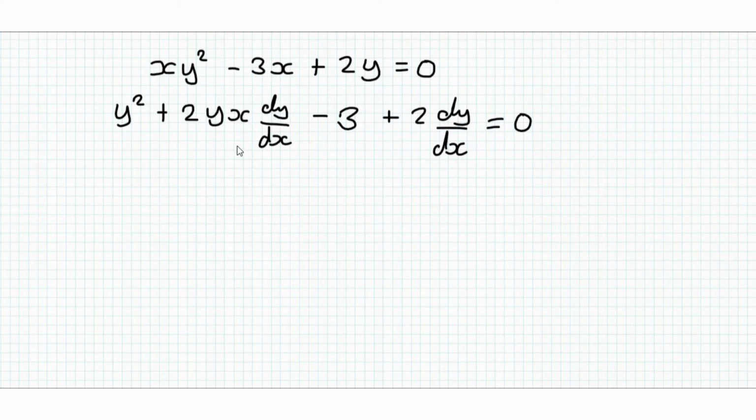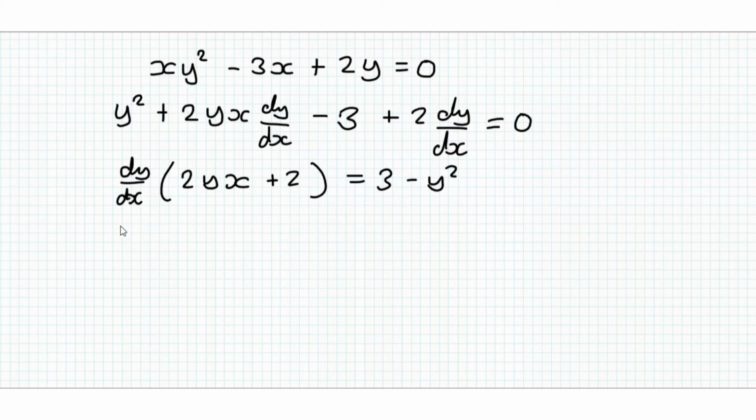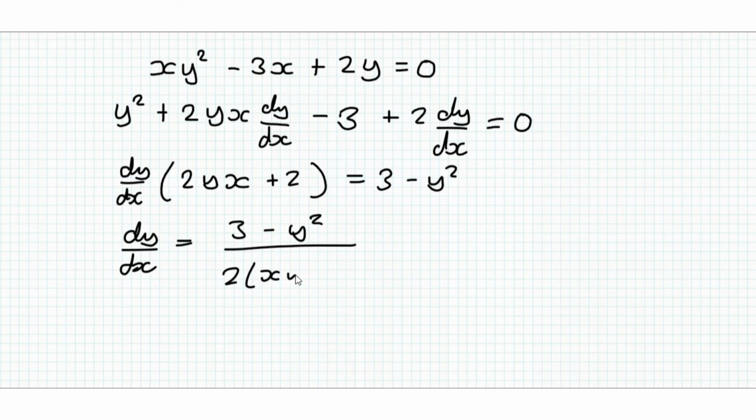So to find dy/dx, pretty simple. We're going to factorise out dy/dx to get (2yx plus 2) dy/dx, and then from both sides we're going to subtract minus 3 and y squared, so 3 minus y squared, and then dy/dx, divided through by all this, is equal to minus (3 minus y squared) over, and we'll factorise out the 2 just for neatness, 2(xy plus 1), and that's our answer in this example.